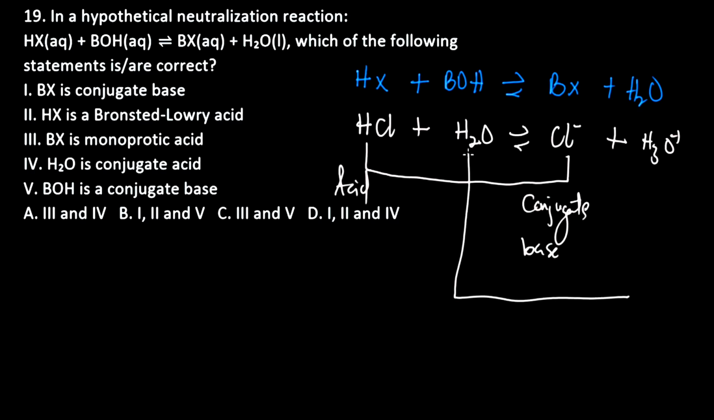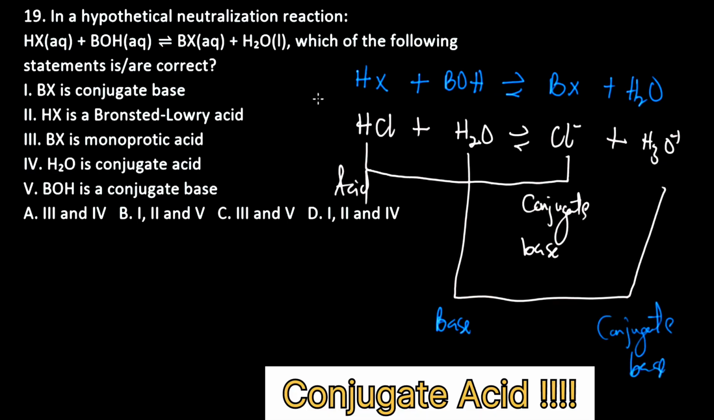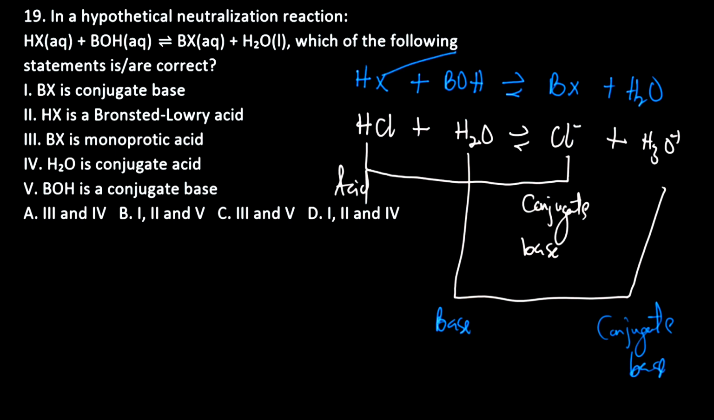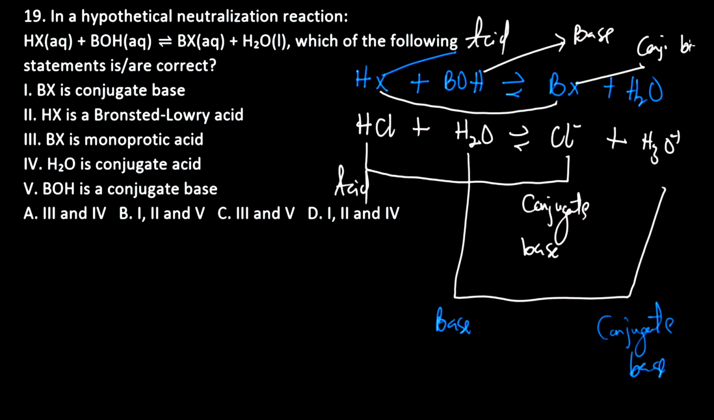What is left of it is the conjugate base after it has lost its proton, right? Also for this, this is the base, and what it produces after gaining a proton is the conjugate acid. Looking at this, this is the acid and this is the base, right? What is left of this acid should be the conjugate base. Looking at this, X is left over here. So this is the conjugate base, and this is the conjugate acid. Now, BX is conjugate base. Is that true? BX is conjugate base, right?